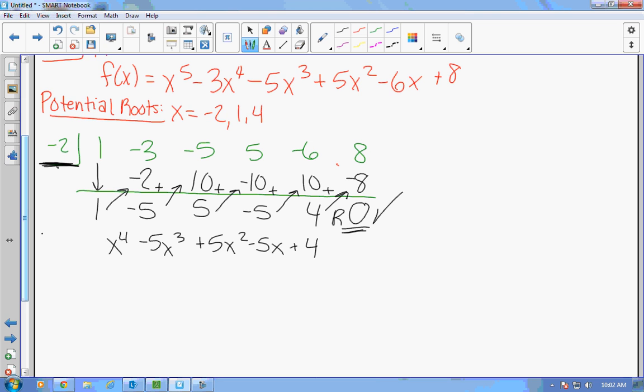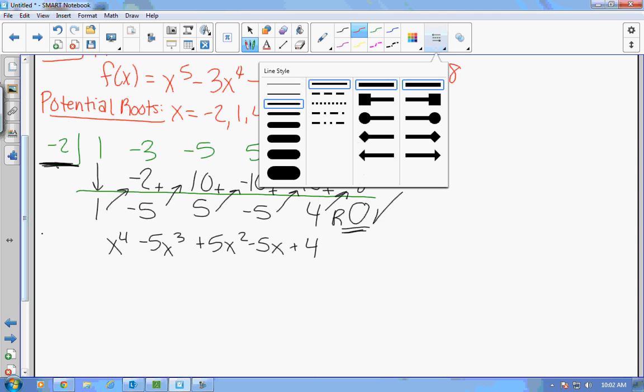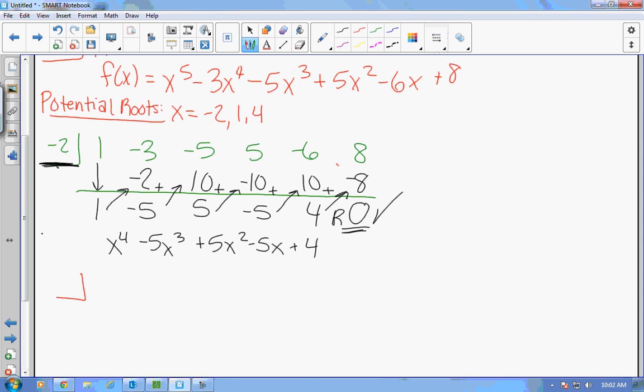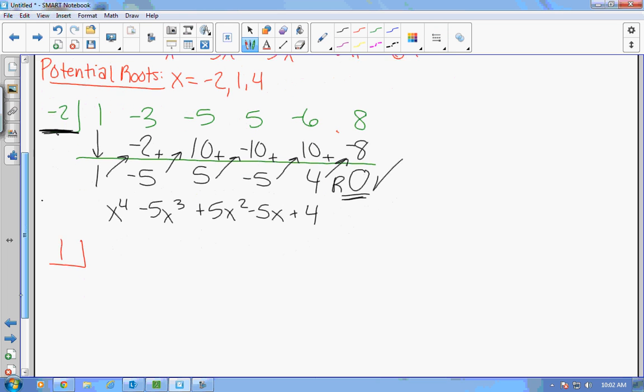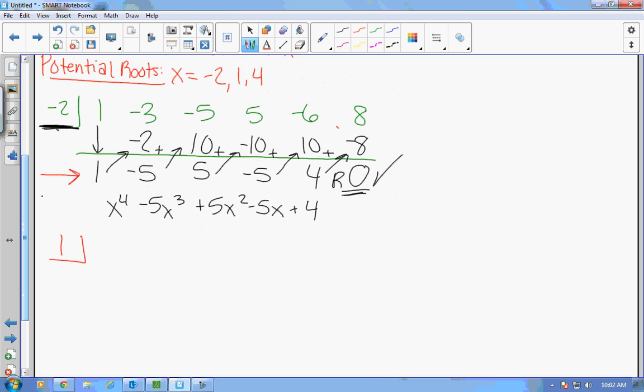Okay, we verified -2. Now we're going to verify 1. But you don't have to use the long x to the 5th synthetic division. We can now use our x to the 4th. I'm going to make a new box. Put my next 0 in. My next 0 is 1. I've tried -2. It works. Now I'm going to try number 1. And actually, on this line, we have all of the coefficients, or you can look here. Either line gives you them. I'm going to write them out. 1, -5, 5, -5, 4.